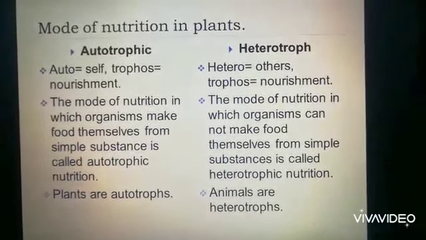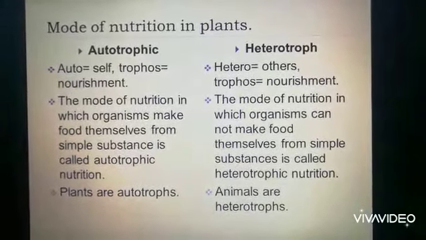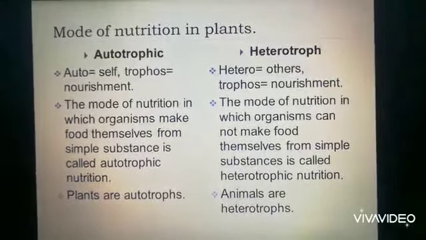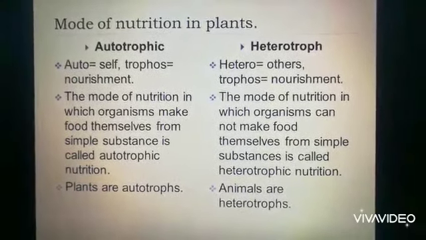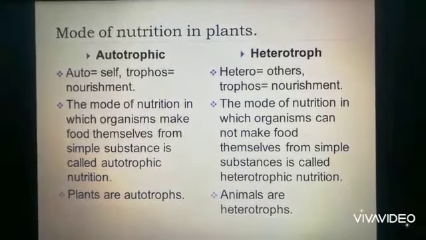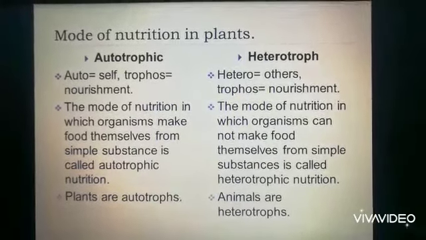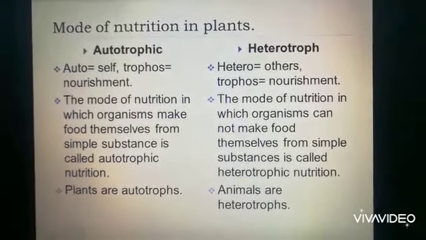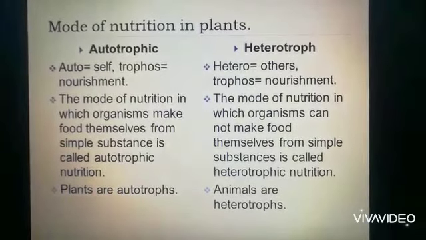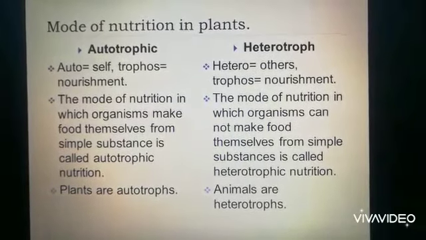Heterotrophic mode of nutrition. The word heterotroph again splits into two different words, that is hetero, it means others, and trophs, it means nourishment, that you all know. It means the organisms for their food purpose are depending on others, like animals, who are depending on the other organisms for their nourishment. This type of mode is called as heterotrophs. The mode of nutrition in which organisms cannot make food themselves from the simple substances is called heterotrophic nutrition.